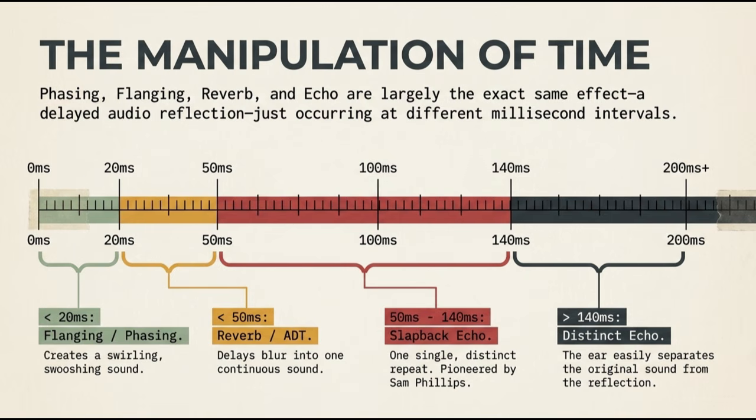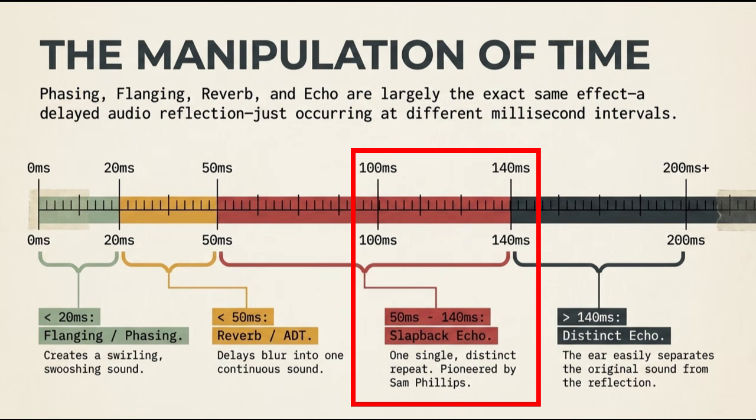Now, when you really tighten up the distance between the reflections to about 140 milliseconds or less, and then limit the echo to one single repeat, you get what we call slapback echo. It sounds like this. That's one for the money and two for the show.